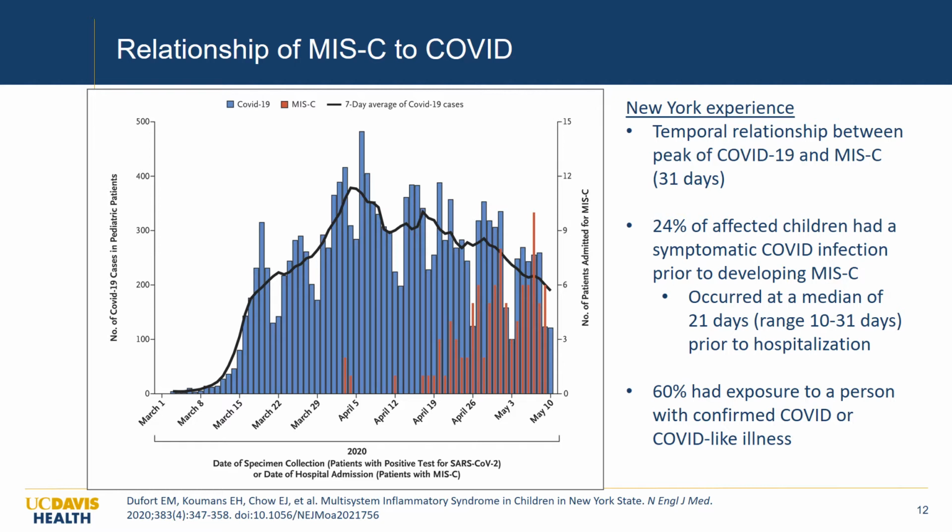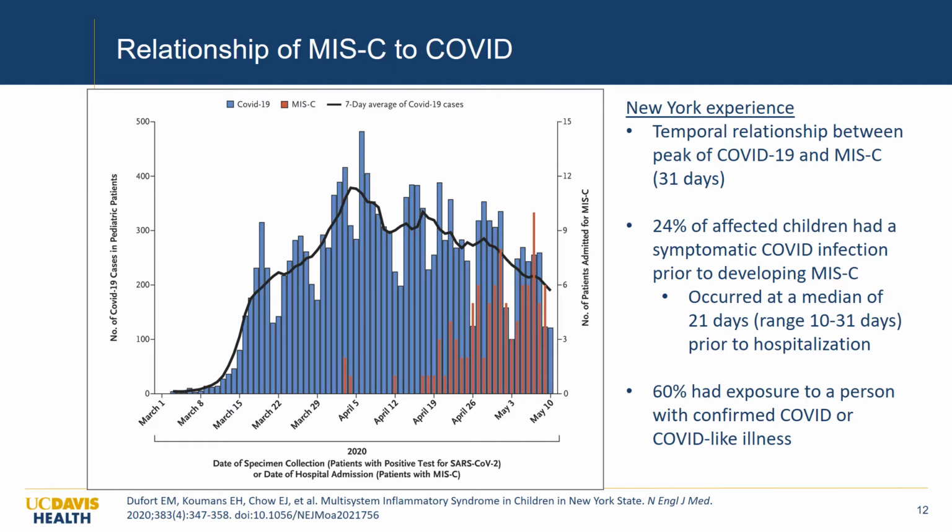And when they looked at the peak of the COVID-19 cases compared to the peak of MIS-C cases, they appeared to be about 31 days apart. And this has also been seen in other parts of the world as well, where MIS-C tends to lag behind COVID cases by about a month.